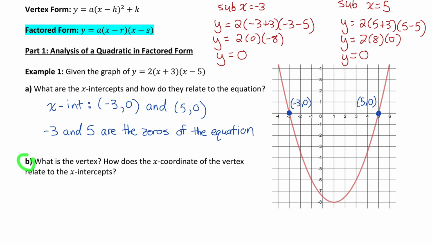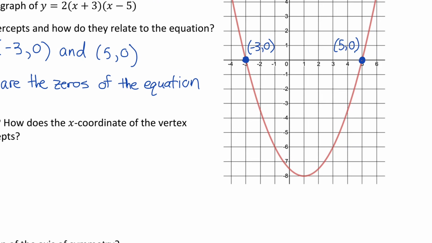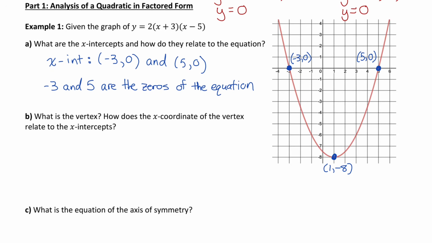And now part B, let's relate these x-intercepts, negative 3 and 5, to the vertex. Part B says, what is the vertex? We'll start by answering that. So let's look at the graph. The vertex is the minimum point, which has coordinates of (1, negative 8). So we'll jot that down. The vertex is at (1, negative 8).